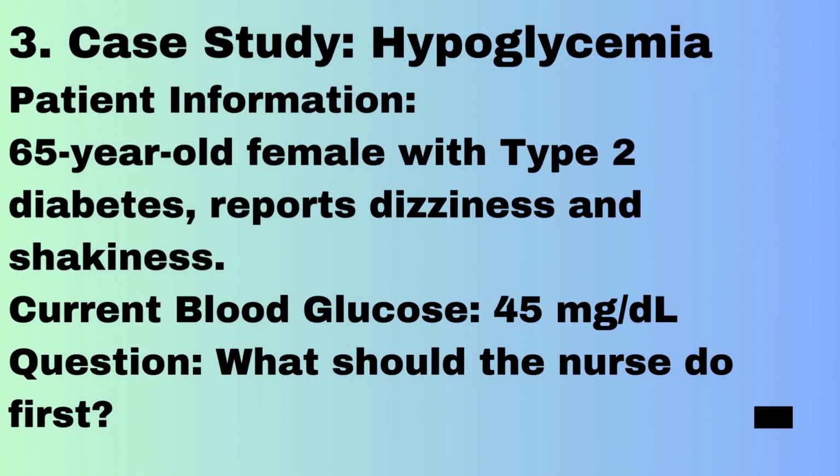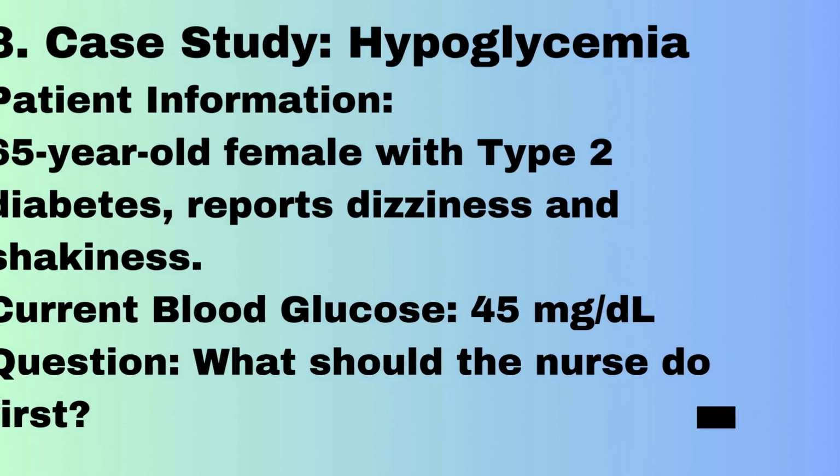Case study. Hypoglycemia. Patient information. 65-year-old female with type 2 diabetes. Reports dizziness and shakiness. Current blood glucose 45 milligrams per deciliter. Question. What should the nurse do first?